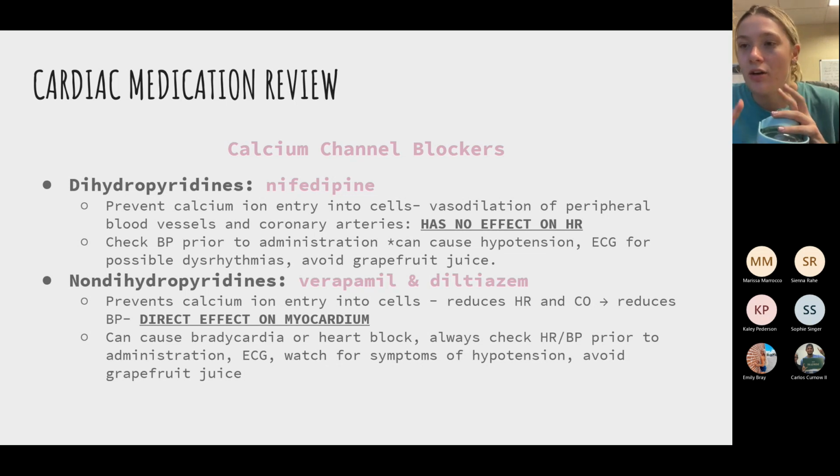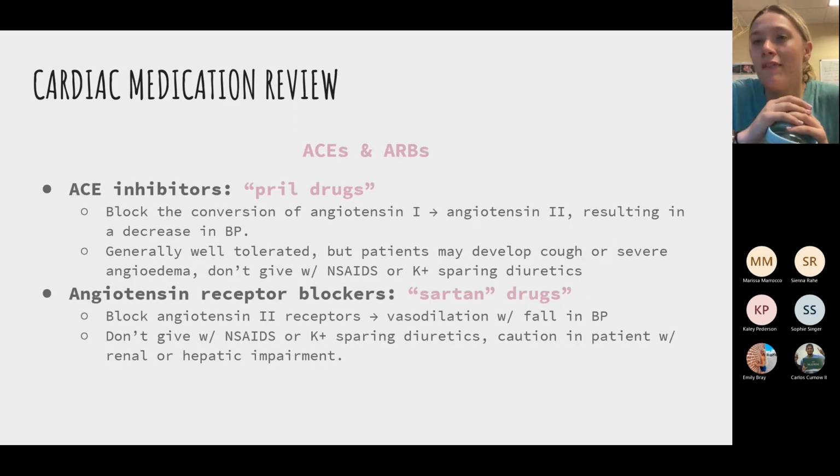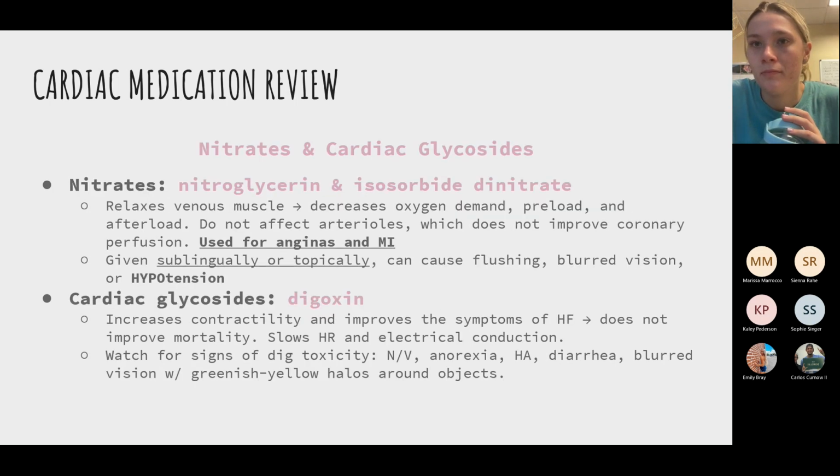Calcium channel blockers, these are very nice drugs: verapamil, nifedipine, and diltiazem. We also have our ACEs and our ARBs. Our ACEs are our prils, and they're very, very similar to ARBs, except our ARBs are just more tolerated. Usually if a patient has a really bad cough when they're on an ACE inhibitor, we're going to go ahead and put them on an ARB. We have different types of nitrates and cardiac glycosides.